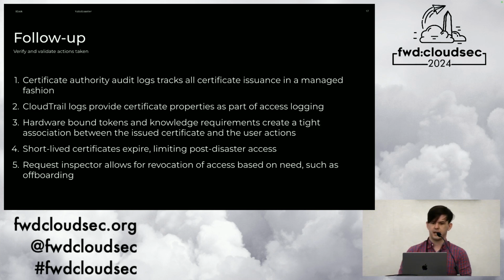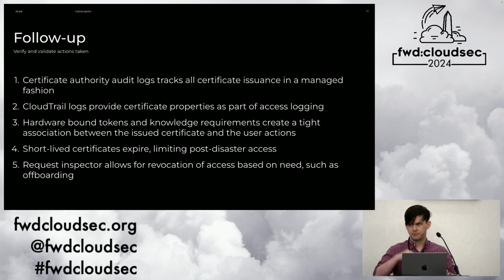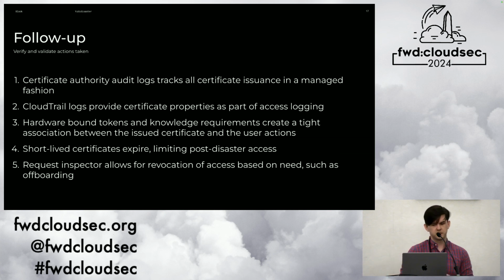And so what that looks like is that we have our certificate authorities hosted by AWS PCA. So we'll generate audit logs that track certificate issuance. CloudTrail logs will help us with analysis by providing the certificate properties such as the SPIFFE URI and CN for those certificates. These are all bound to hardware tokens, so this match with PIN requirements creates a tight association between the issued certificate and the user who is doing these actions, so you can trace back anything that you see in a log and create a narrative of what a specific user has done during the disaster.